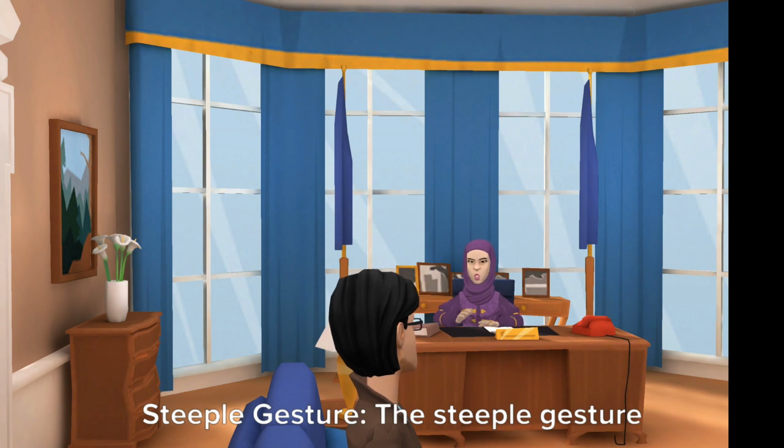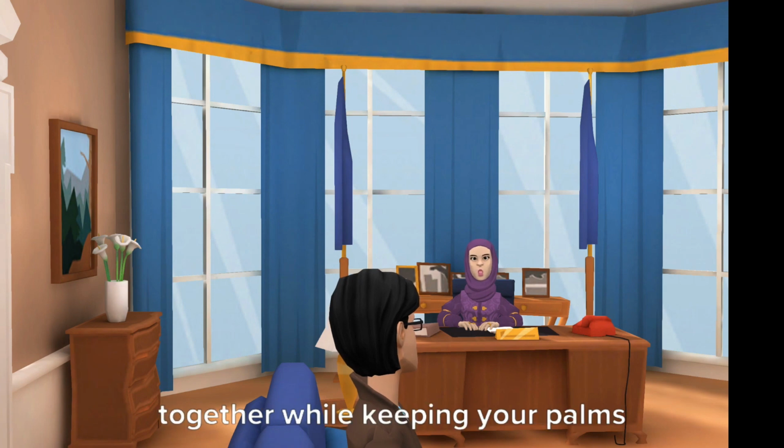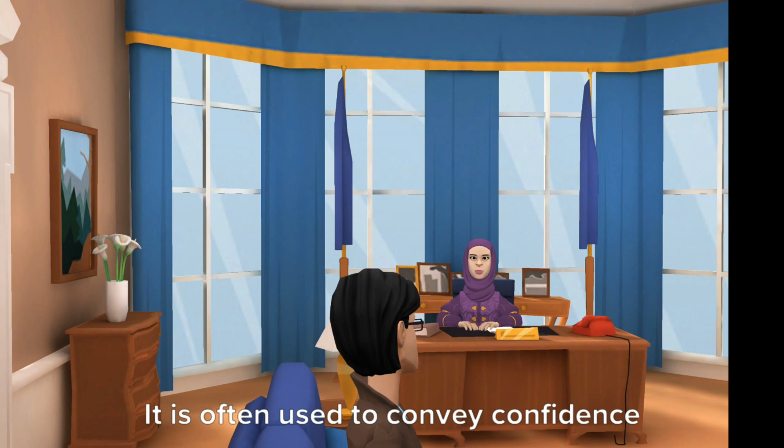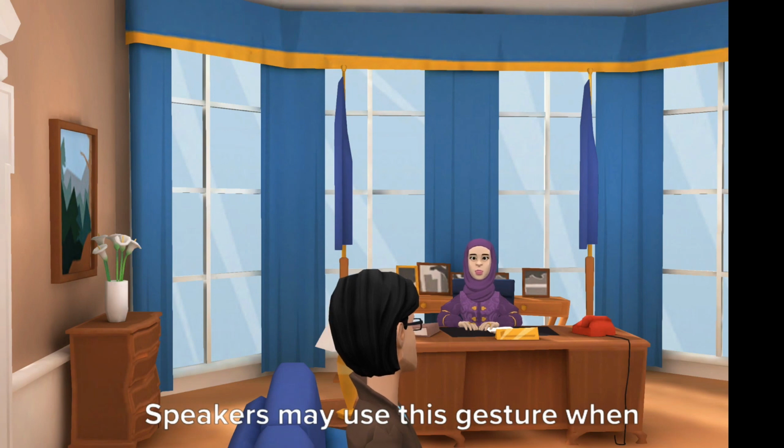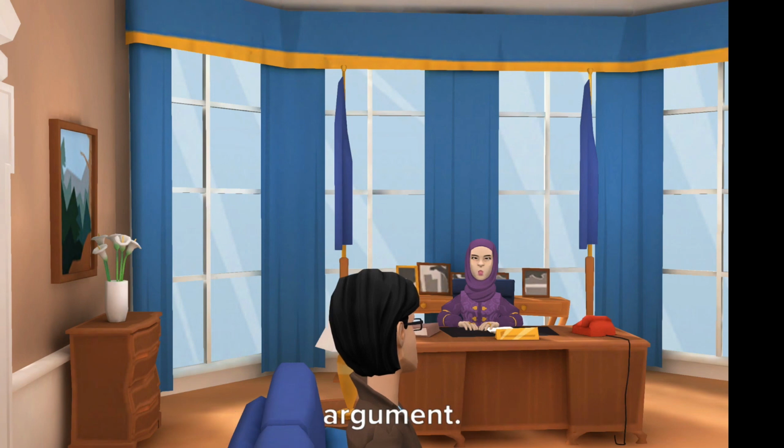6. Steeple gesture. The steeple gesture involves bringing your fingertips together while keeping your palms slightly apart. It is often used to convey confidence and expertise. Speakers may use this gesture when making a strong and well-supported argument.